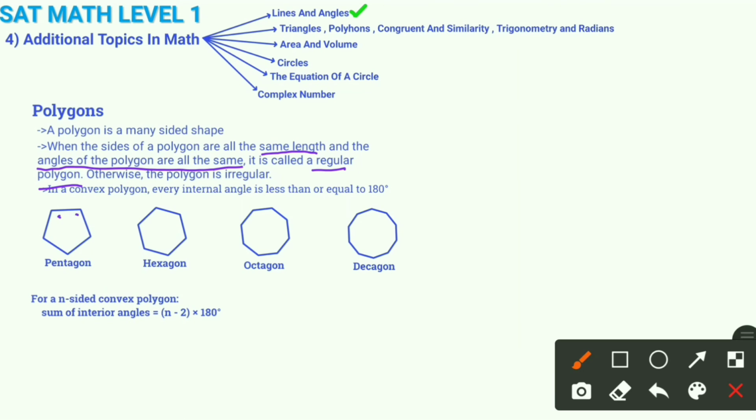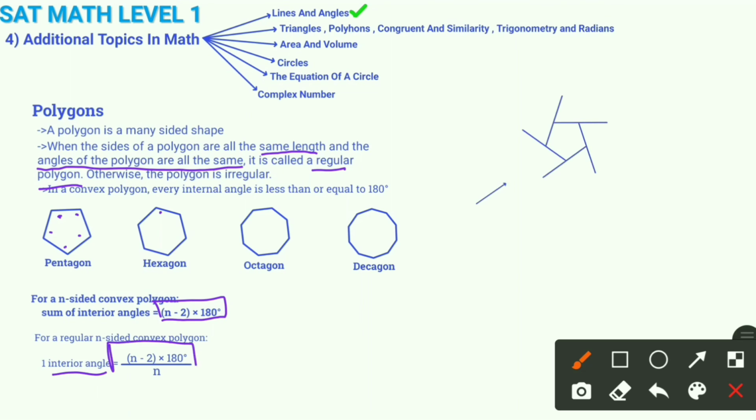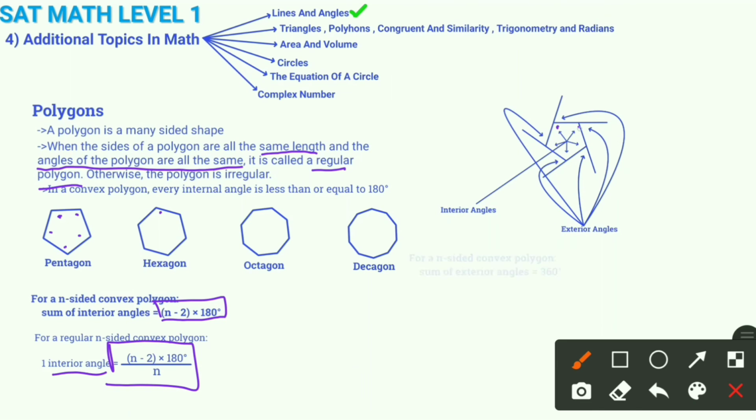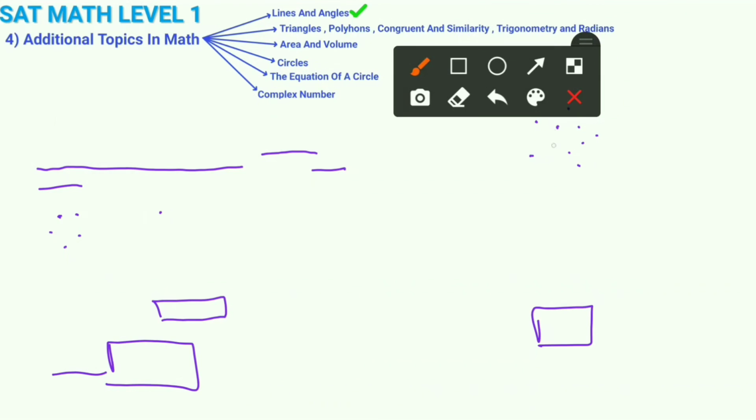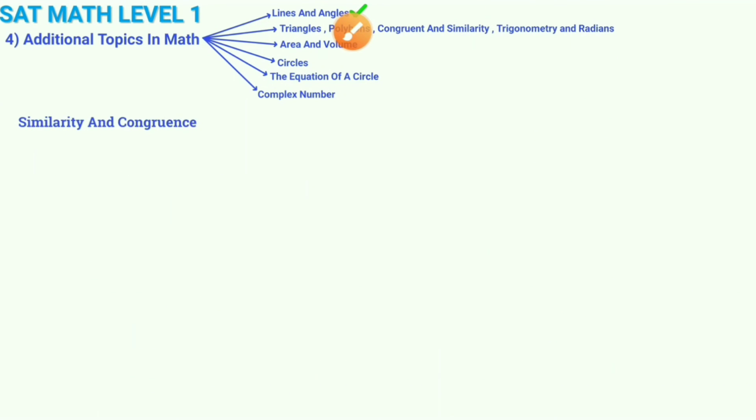For n-sided convex polygons, for the sum of interior angles we'll use the formula, and for one interior angle of a regular n-sided convex polygon we will use this formula. So inside is known as interior angle, outside is exterior angle. For n-sided convex polygons, the sum of exterior angles will always be 360 degrees. If you want to find one exterior angle, then you will use 360 upon n, since they are all equal.